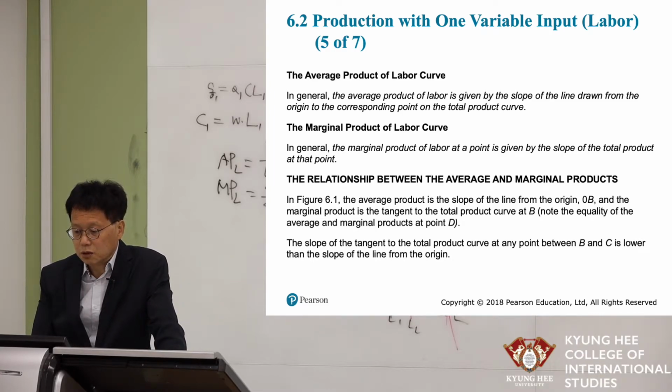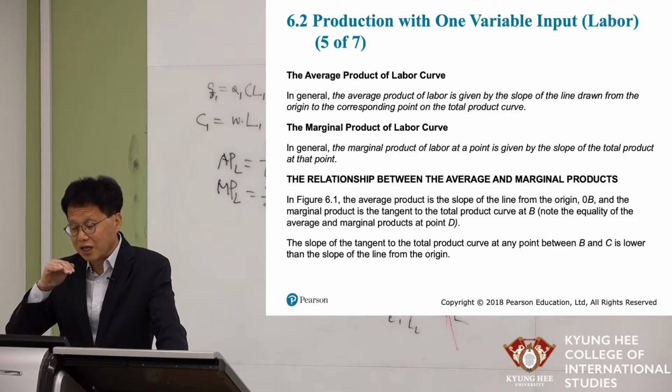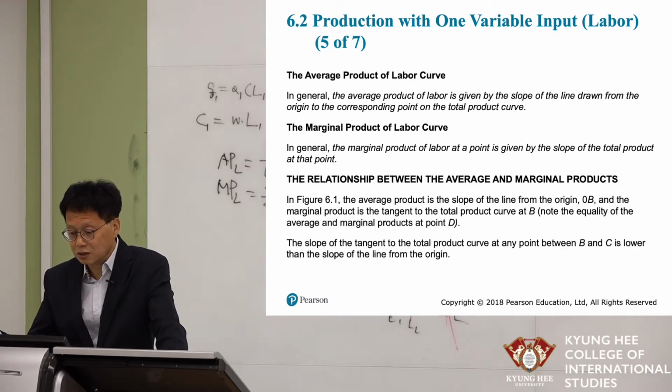The average product of labor curve. In general, the average product of labor is given by the slope of the line drawn from the origin to the corresponding point on the total product curve. I explained this, right? And the marginal product of labor curve. In general, the marginal product of labor at one point is given by the slope of total product at that point. You draw a straight line tangent at that point, make any triangle and calculate the gradient. That is the marginal product of labor, right?